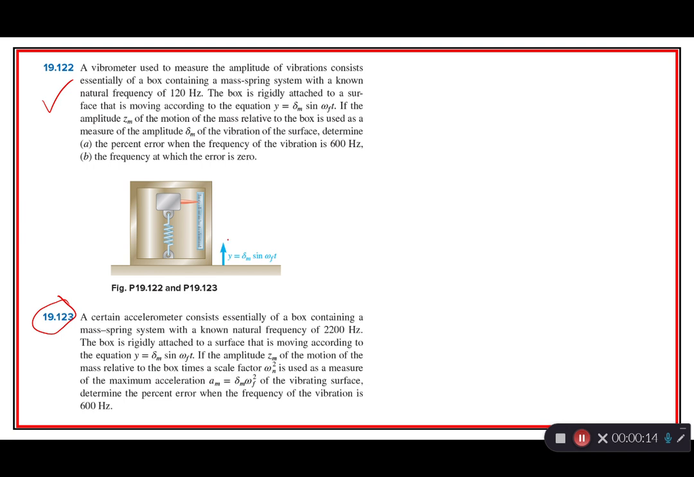An accelerometer consists essentially of a box containing a mass-spring system with a natural frequency right here. Up at the top, the natural frequency is 2,200 hertz, which is a pretty high natural frequency. The box is rigidly attached to the surface that is moving according to this, so the ground is shaking or the machine this is attached to is shaking.